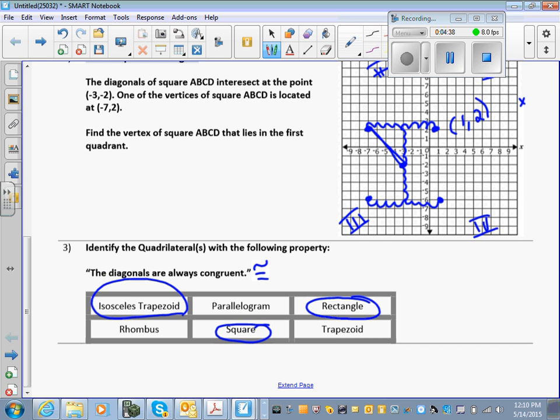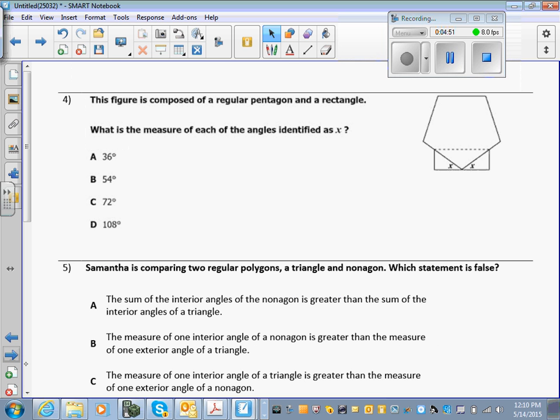The parallelogram and rhombus have bisecting diagonals, not congruent. So just remember, a square, a rectangle, and an isosceles trapezoid are the only ones that have congruent diagonals.